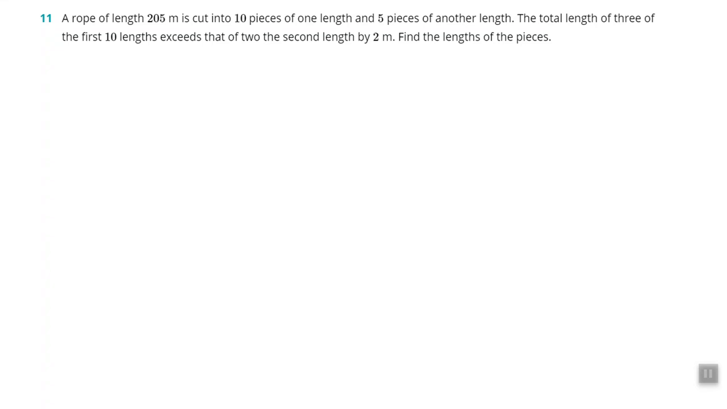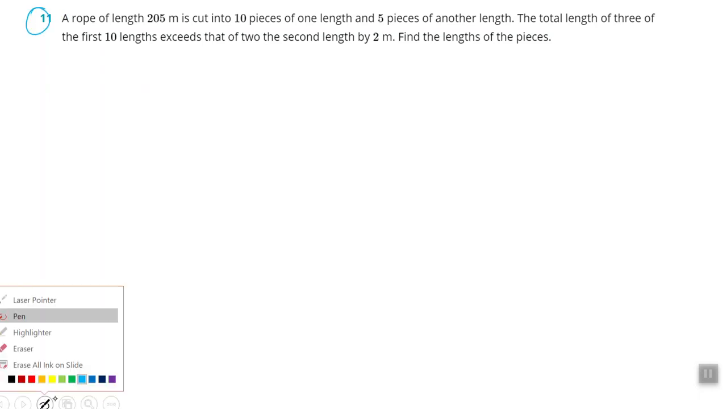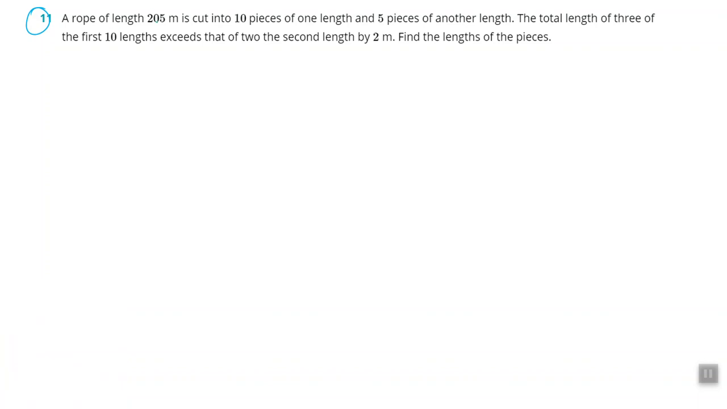This is for Year 11 Methods. We're going to look at question 11 from the tech-free section of the chapter review. We've got a scenario where we have a rope which is 205 meters in total length, and it's cut into 10 pieces of one length and 5 pieces of another length. The total length of 3 of the first lengths exceeds that of 2 of the second length by 2. So find the lengths of the pieces.